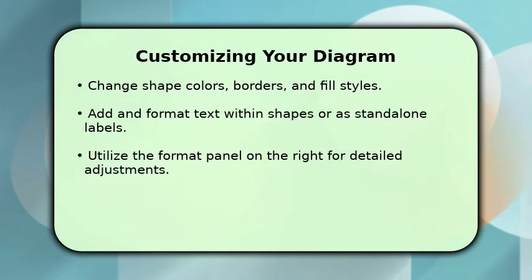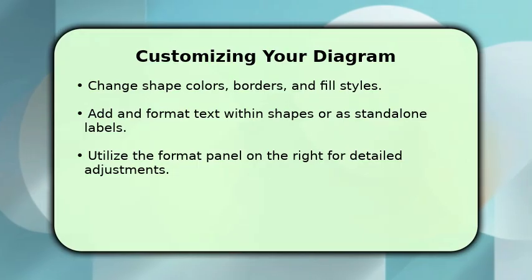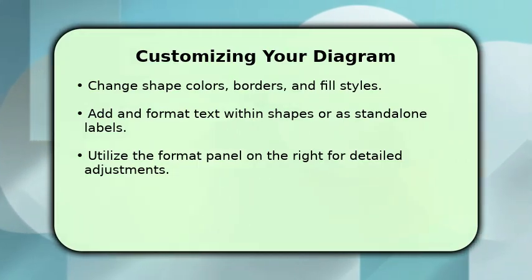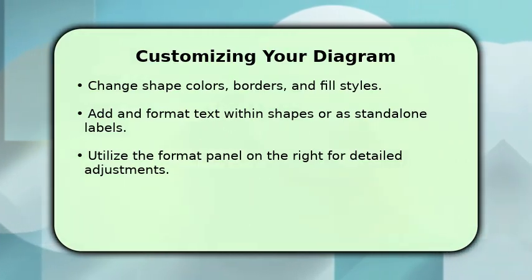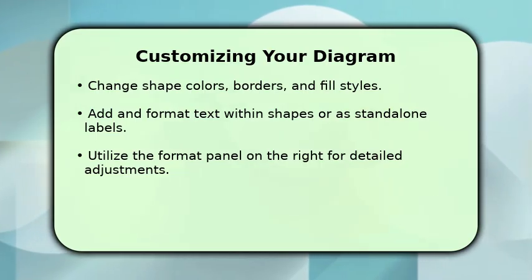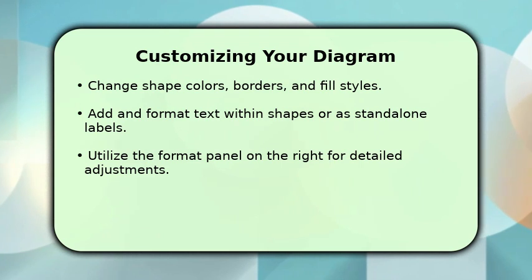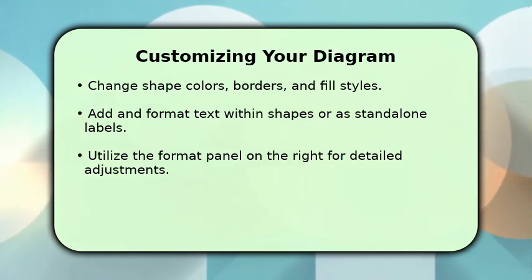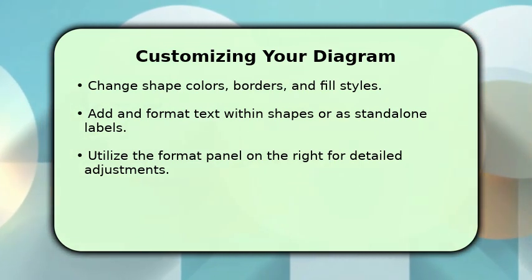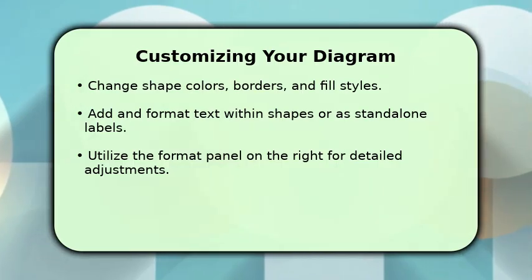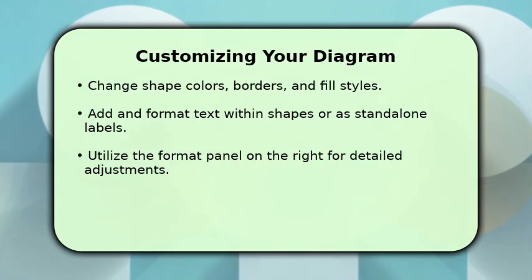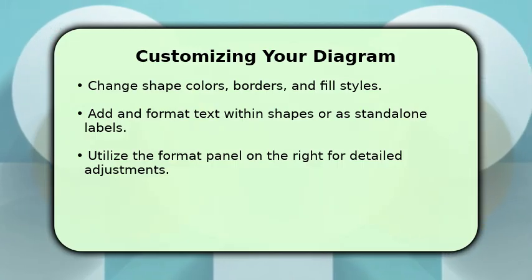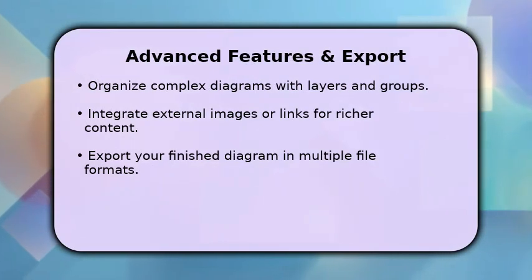Now, let's dive into customizing your diagram's appearance. You can easily change shape colors, adjust border styles, and modify fill patterns to match your design. Adding and formatting text, whether inside a shape or as a standalone label, is intuitive. The comprehensive format panel on the right side of your screen offers a wealth of options for detailed adjustments, giving you full creative control. Finally, let's touch on some advanced features and how to share your masterpiece.